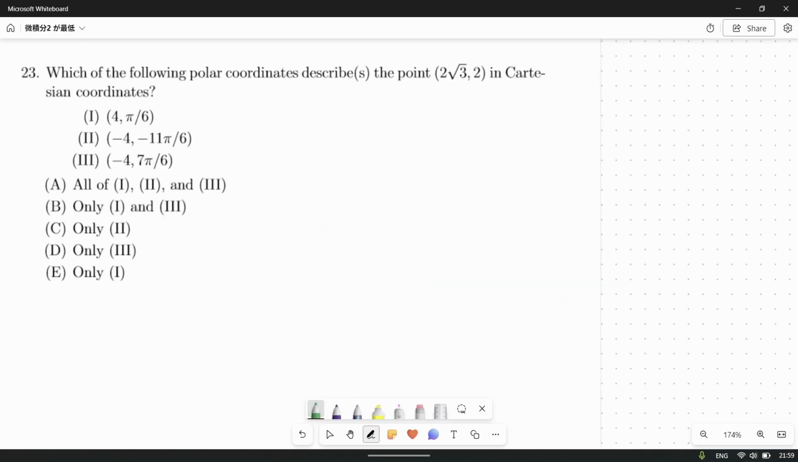Okay, so which of the following polar coordinates describe the point 2 root 3 and 2 in Cartesian coordinates? So for a question like this, to go about it, it would just be a matter of converting the given polar coordinates back to Cartesian using the conversion formulas between polar and Cartesian.